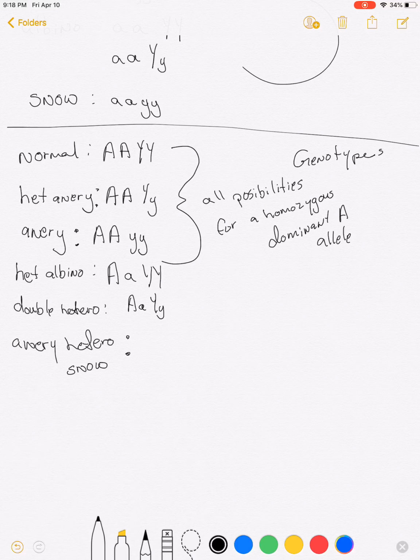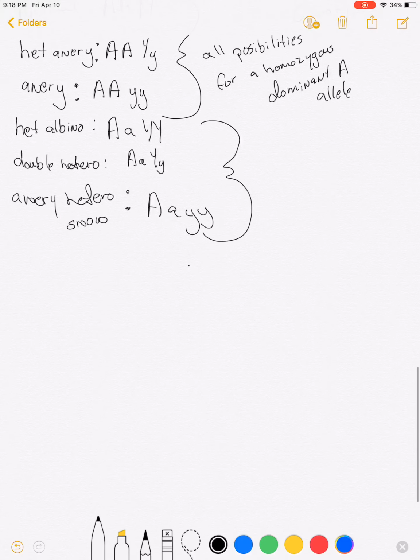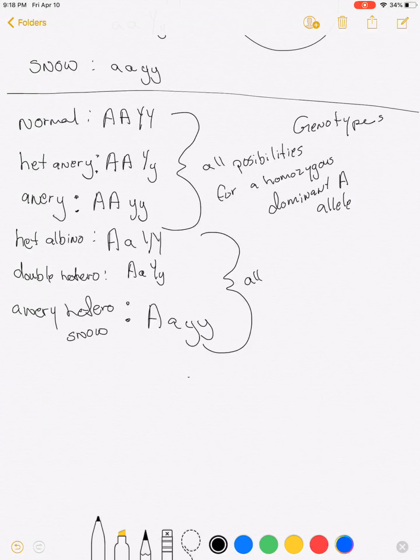Okay. So it's still going to be heterozygous for that snow color or heterozygous for the albino color, but it's also going to be anery colored. So these are all possibilities for heterozygous A allele.